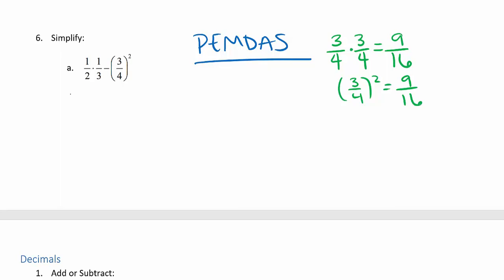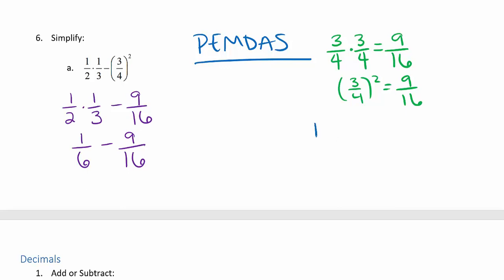This problem is now 1/2 times 1/3 minus 9/16. Okay, so I did exponent, now I multiply. 1/2 times 1/3, I go straight across and I get 1/6 minus 9 over 16. And then I finish with addition or subtraction. To subtract, I need a common denominator.